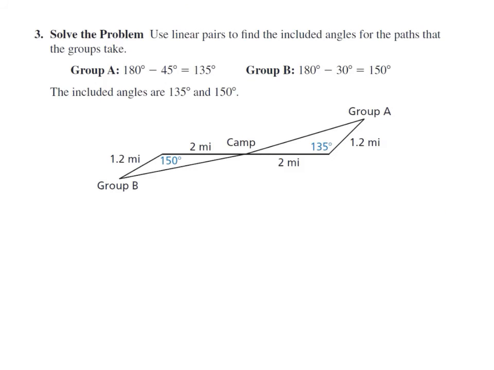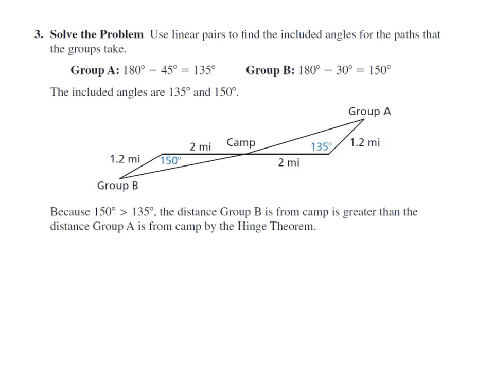Because the exterior angle for the biker that went south was 30 degrees, we can subtract it from 180 to get the interior angle of the triangle, which is 150. And similarly, for the biker who went north, the exterior angle was 45 degrees, so we subtract from 180 to get the interior angle of 135. So our included angles are 150 degrees and 135 degrees.